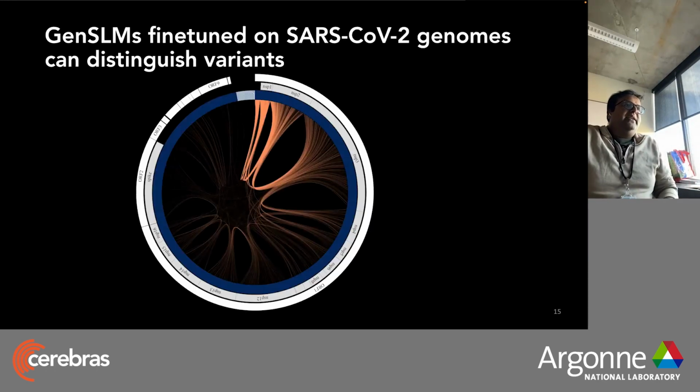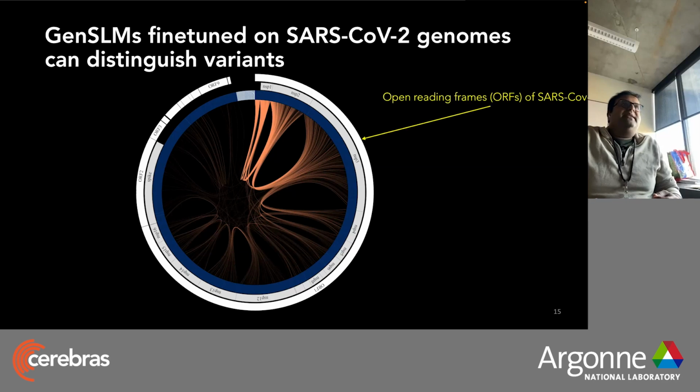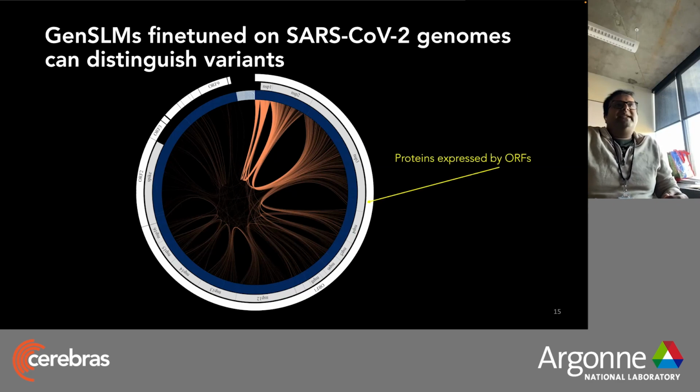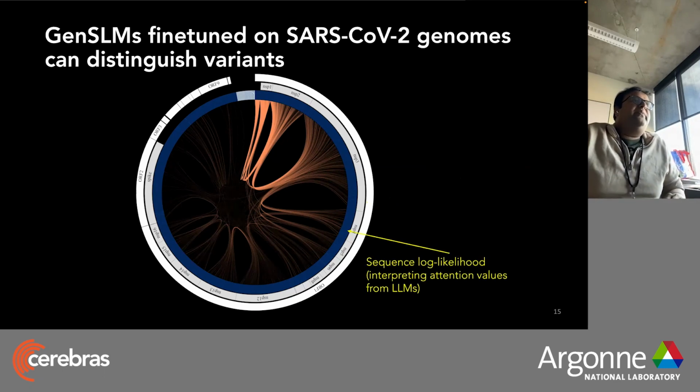So we created this visual to help us easily understand what was going on. What you see in the circular plot is the entire set of open reading frames of SARS-CoV-2. And from the SARS-CoV-2 open reading frames, we can identify the proteins that are expressed by these open reading frames. It includes NSP 1, 2, 3, 4, all the way to 16. And then you have the spike and the other proteins that are expressed as part of the membrane and envelope proteins.